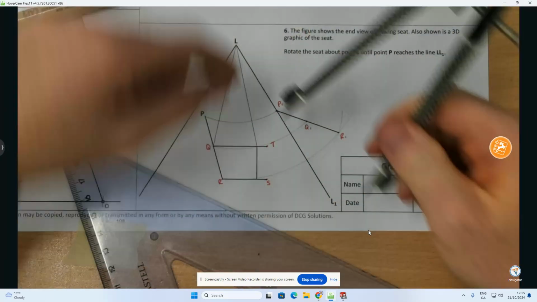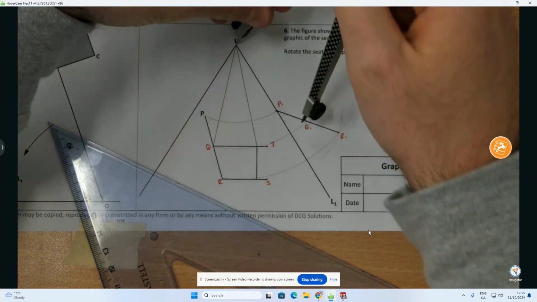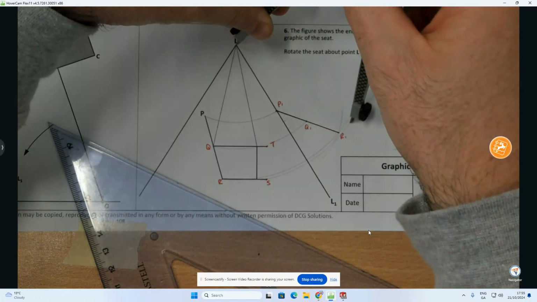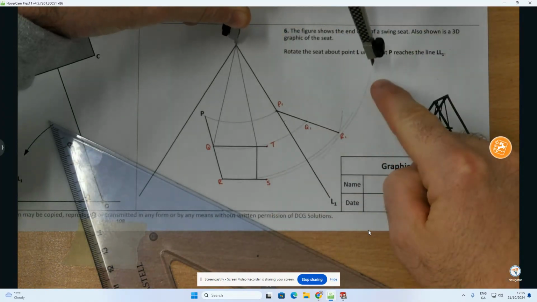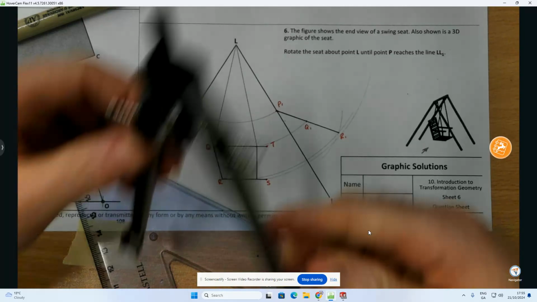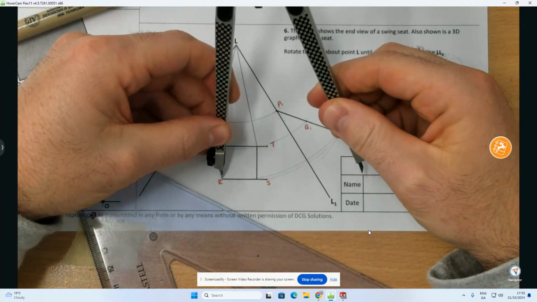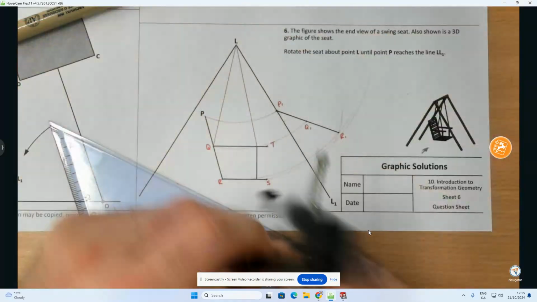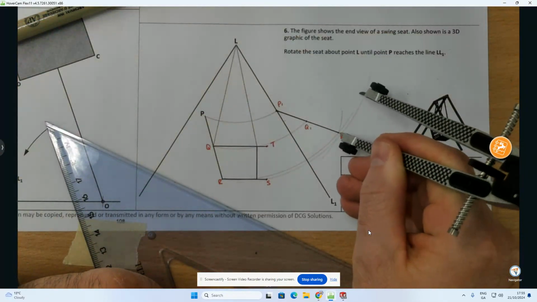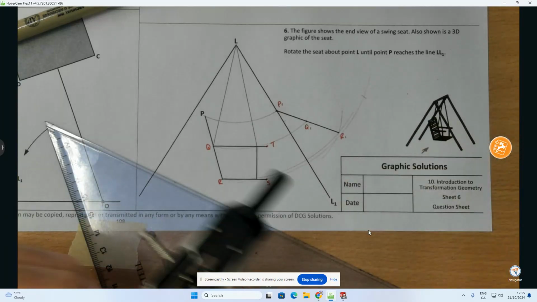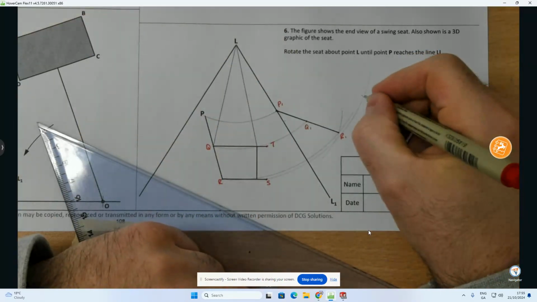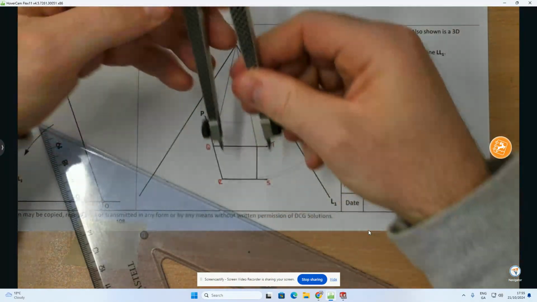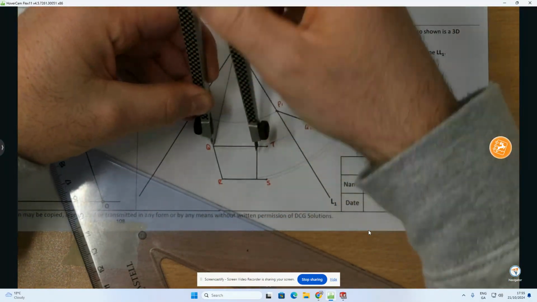So we're going to find S first. From L down to S, I'm going to rotate that. Somewhere out along that arc is the point S. Now I'm going to take the distance from R to S, and then put my compass on the new position for R and mark it out. There is my new position for S, S1.